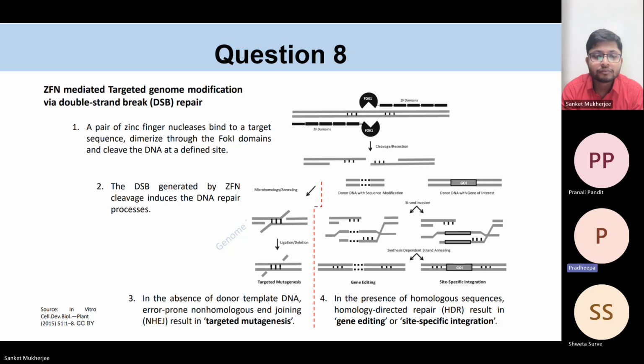Sir, in the ZFN mediated targeted genome modification, we are introducing donor sequences for homologous recombination, for the genes which we want to knock in or knock out. Those are exposed to exonucleases in the cell. How is it getting prevented from exonuclease activity inside the cell?